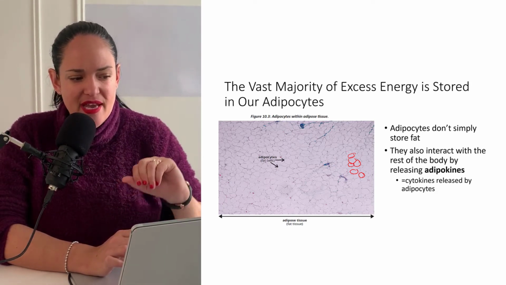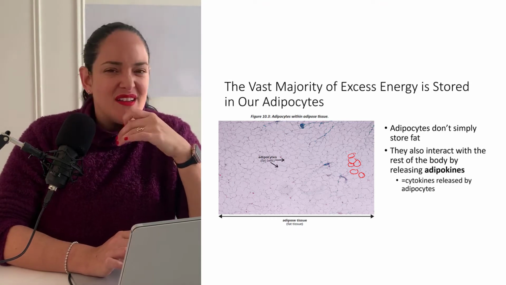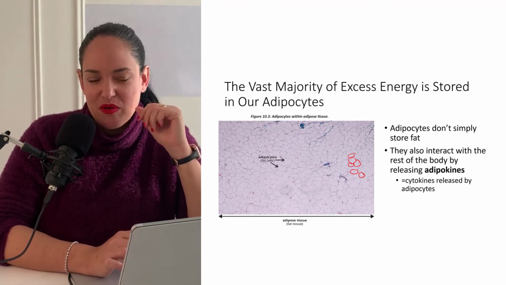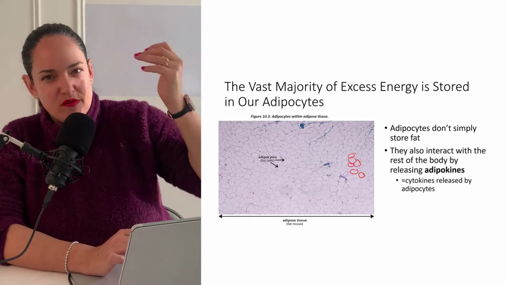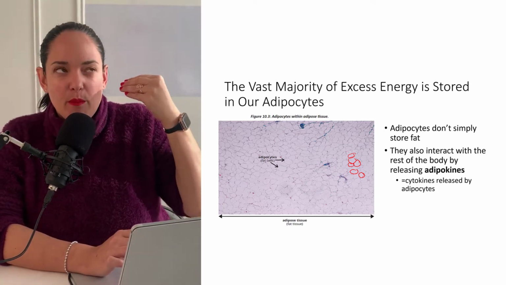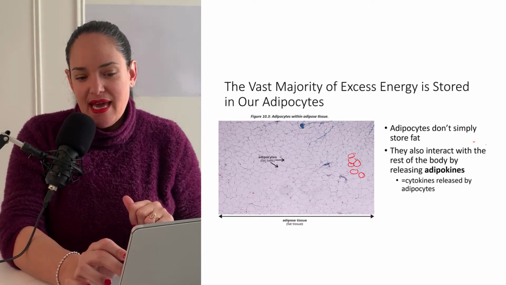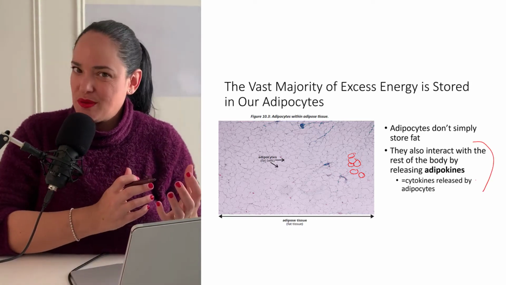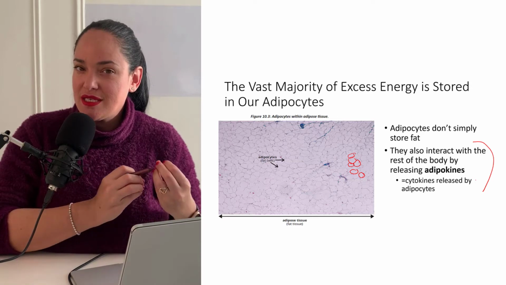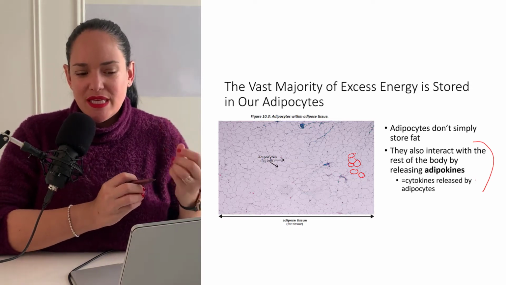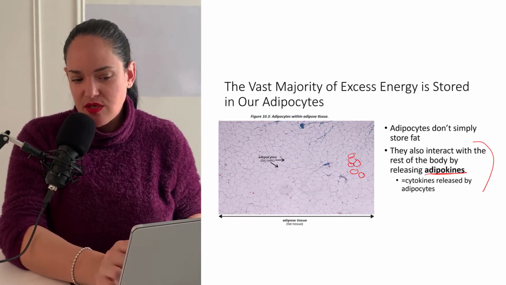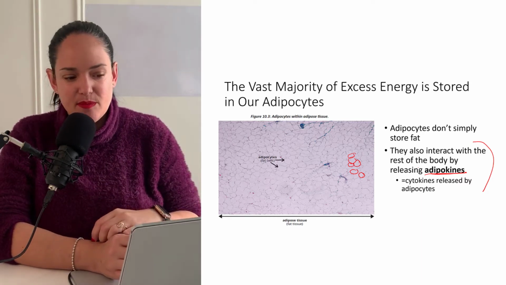Okay, for a long time, we just didn't pay attention to adipose tissue because we thought, okay, that's where we store fat. Cool, that's it. But what we've learned since the mid-90s is that adipocytes actually interact with the rest of the body. They are dynamic tissue. They release something called adipokines, a type of cytokine that's released by adipocytes.